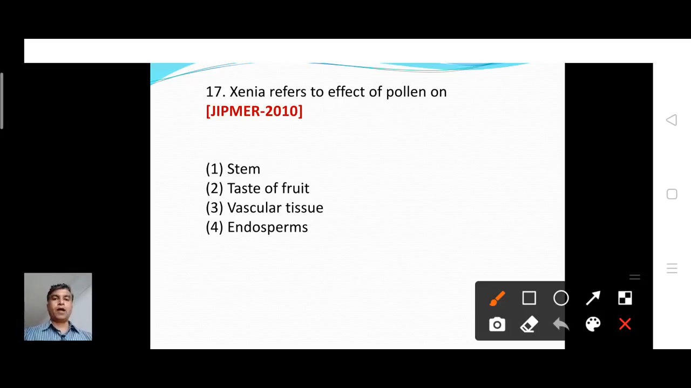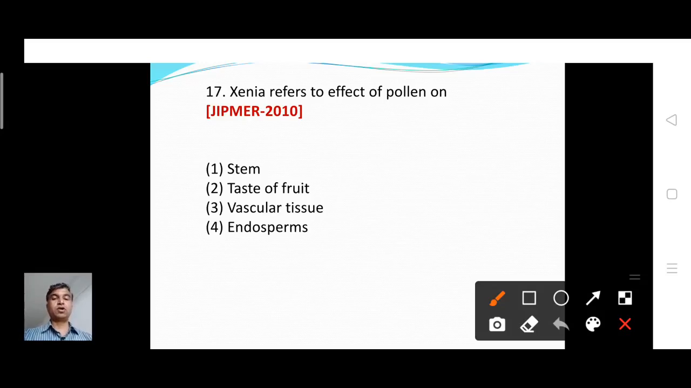How the male gamete or the male parent will affect the embryo sac. So only two definitions are there. Xenia means it is the effect of pollen grain within the embryo sac. So if the effect of the pollen grain is on the endosperm, then it is called xenia. If the genetic material of the male influences the sporophytic tissue, outside the embryo sac, that is called metaxenia.